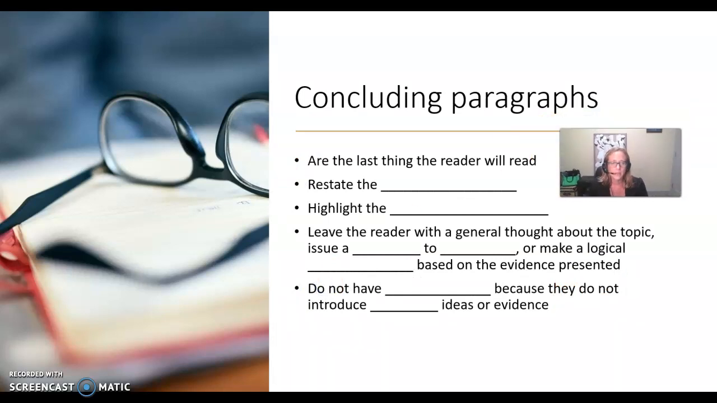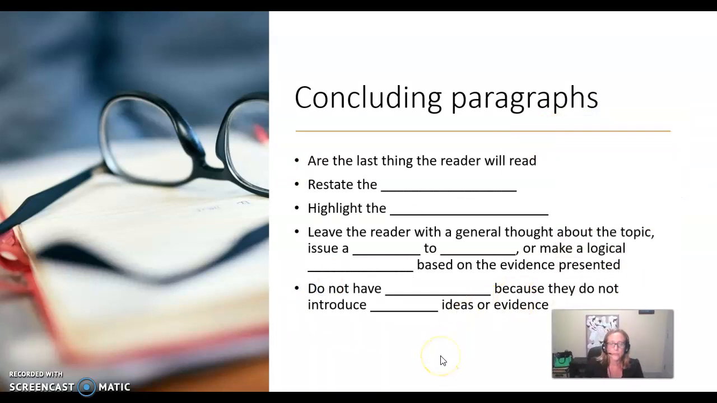Okay, so concluding paragraphs, they're the last thing that the reader will read. So you want to pause me and try to figure out the fill in the blanks? All right, I'll just tell you. So you want to restate the thesis statement. You want to highlight the main points, and you want to leave the reader with a general thought about the topic. So you might issue a call to action. So tell the reader something that they should do. Maybe they should participate in learning an Indigenous language. Maybe they should write to their MP or their college school board and demand that languages are included.